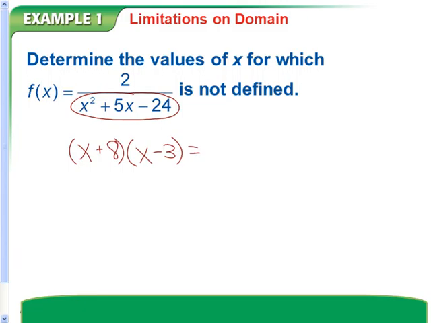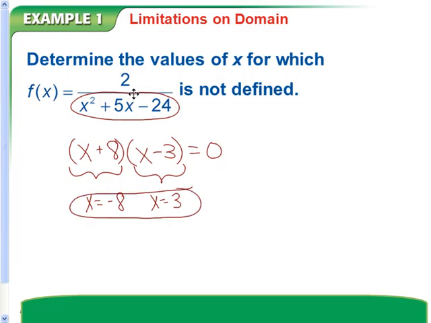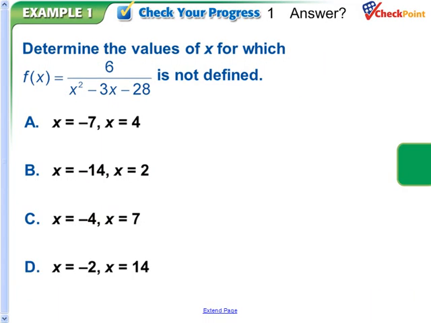So what would make that 0? Well, if the first part was 0, it would be if x equaled negative 8. The second part would be 0 if x equals 3. So those are the values where the function is undefined. So now go to your left page and try this one on your own over there.